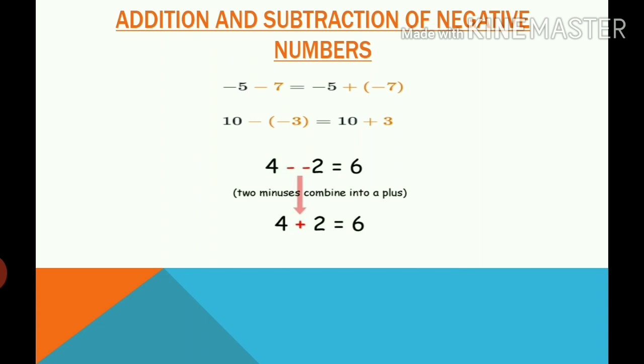Now see. Again 4 minus minus 2 is equal to 6. Again two signs are coming together. So you have to multiply them and it will become plus. Minus multiplied by minus is plus. So 4 plus 2 is 6. So 6 is your answer.